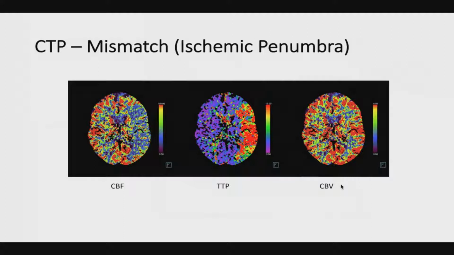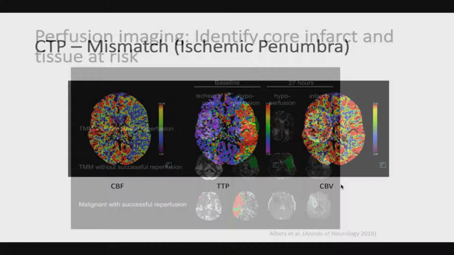There's decreased flow seen throughout the entire left MCA territory. This is matched by an area of increased time to peak in the same area. And then the blood volume images are symmetric, maybe a little bit more increased volume, which tells you there is increased collateral flow into that area, so that area is salvageable. This patient has a large area of mismatch. This patient has a large area of ischemic penumbra that we can go after.